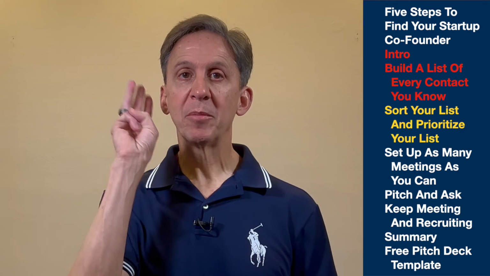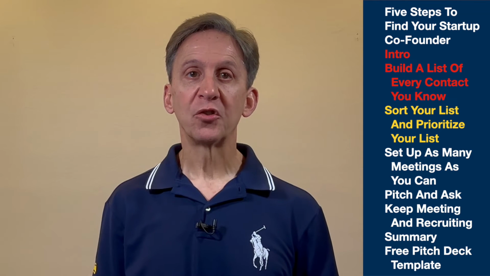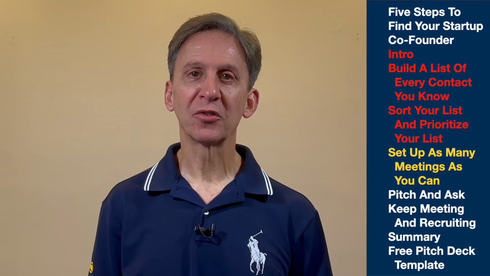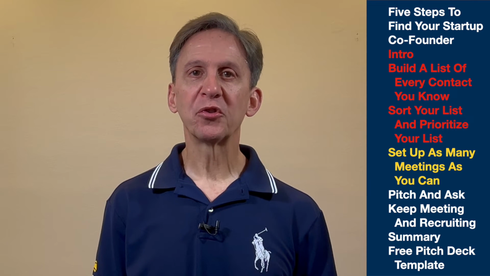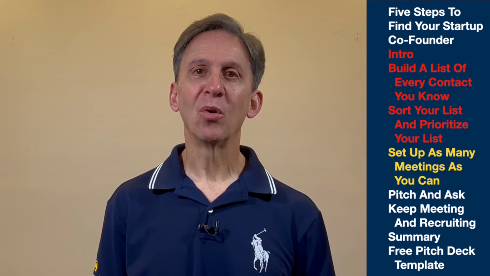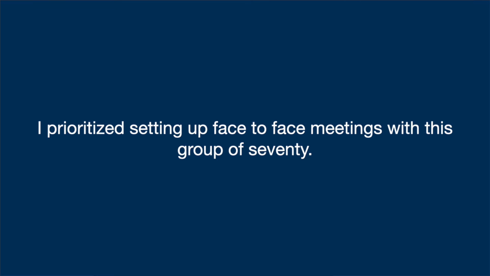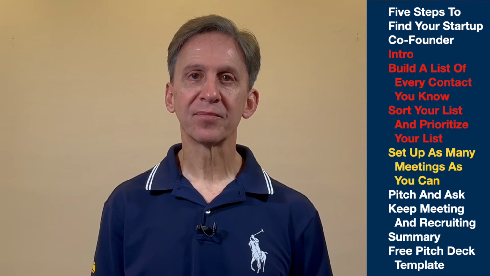This moves us to step number 3 on the list. Step 3, set up as many meetings as you can. I had my list of 100 priority contacts. Around 70 of these contacts were local, and the rest were scattered around the world. My goal was to recruit a team only in the Silicon Valley, where I was based. Therefore, I prioritized setting up face-to-face meetings with this group of 70.